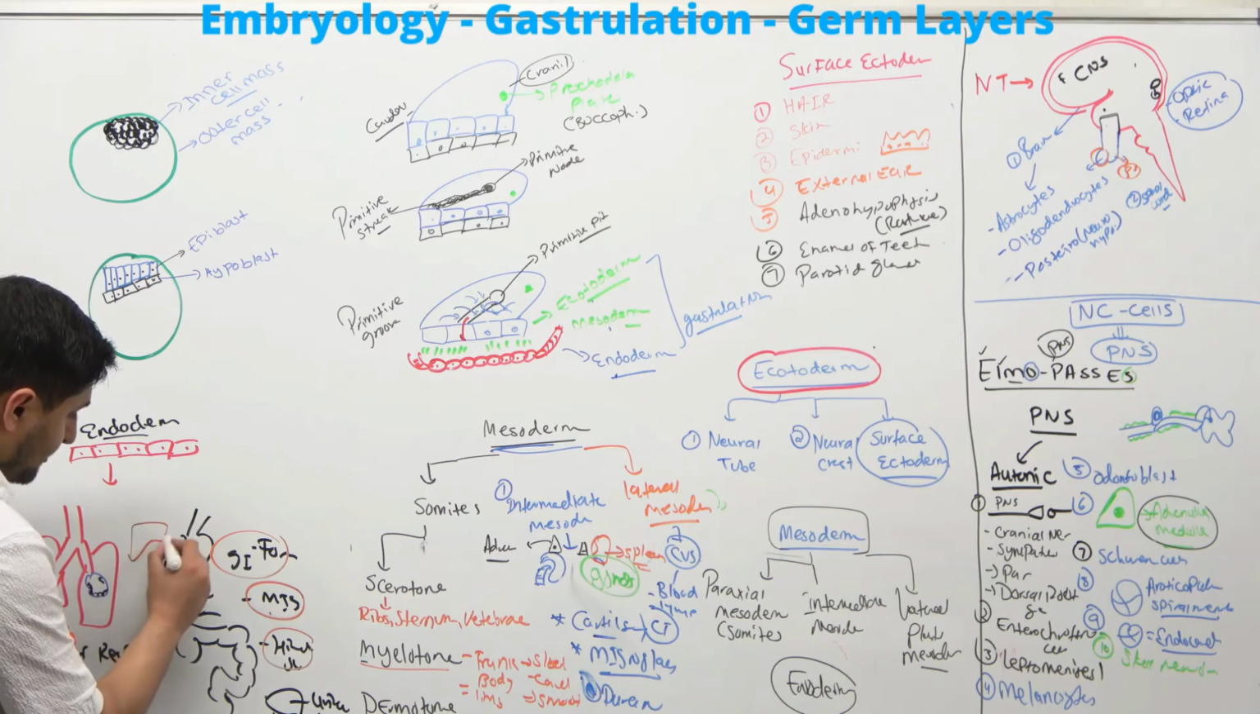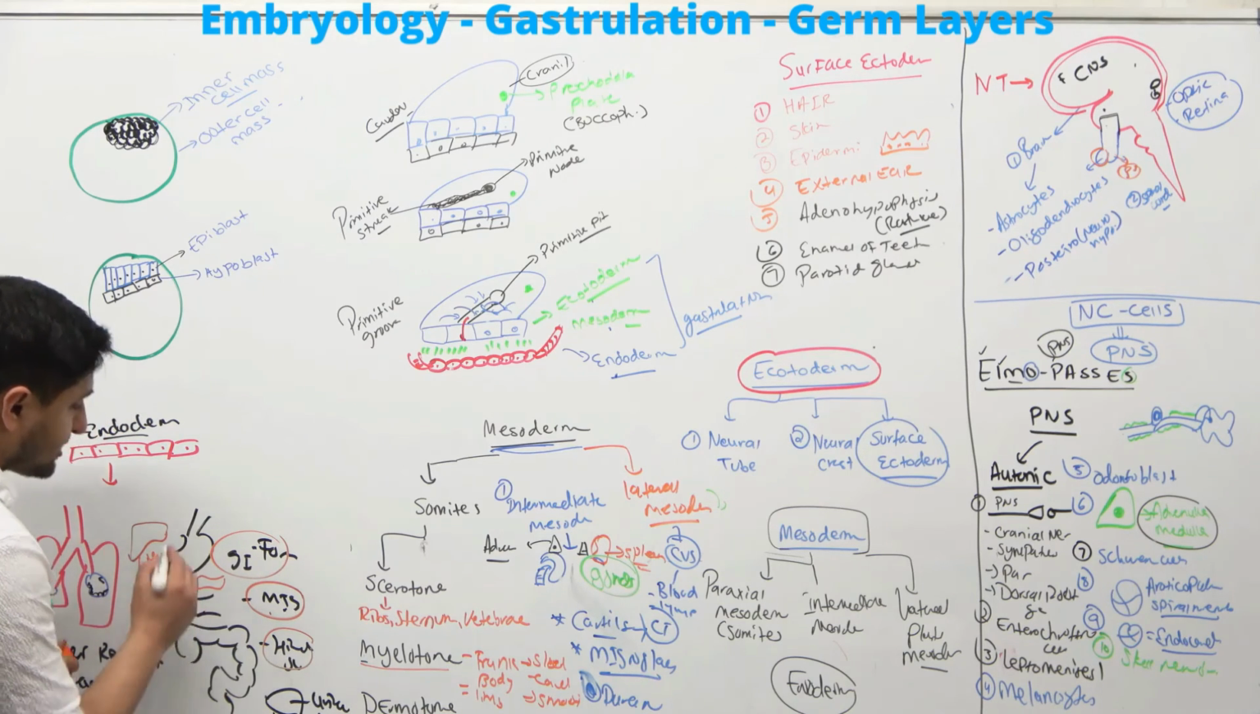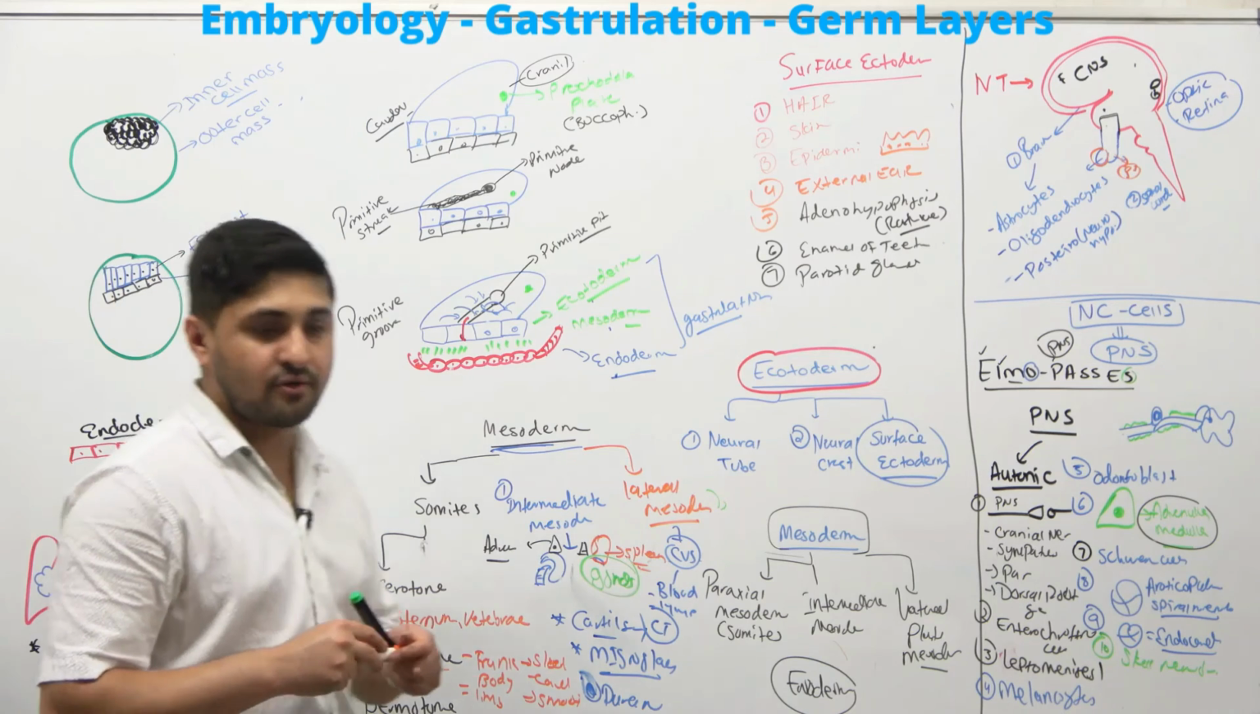Now, the other things you should remember are organs like, for example, the liver, the liver parenchyma. There's also right down here the pancreas, right? This liver and this pancreas are also coming from derivatives of endoderm.